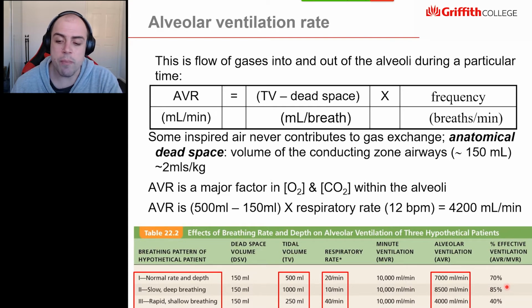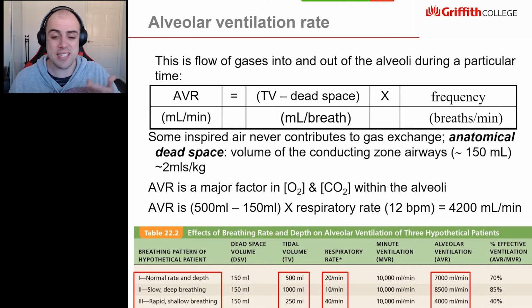These are changing dramatically. So when we've got our regular tidal volume here with our normal rate and depth of breathing, what we see here is only 70% effective ventilation, which again is because of that dead space and old air that we've got in our lungs.